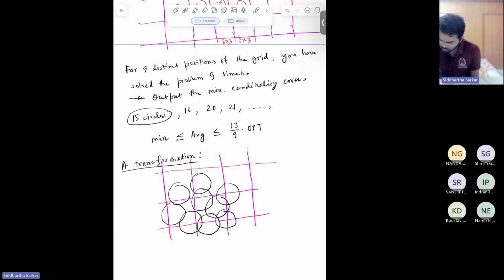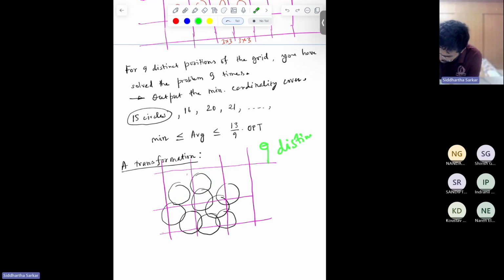Now this is the setup. Now see what happened. Okay, it's not easy to show this, but anyhow, some of the circles which were earlier intersected are now inside. But I want to ask: for how many of these 9 distinct positions of the grid cell will a given circle get intersected? Is it all 9 or is it less than that?